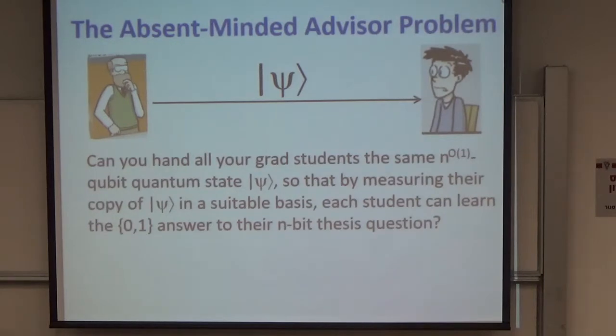Let me give you a much earlier result that I'm going to build on for this shadow tomography theorem. This is something that I like to call the absent-minded advisor problem. Here's the situation. We have a PhD advisor who is both infinitely wise and infinitely benevolent, like most PhD advisors. But this advisor is also very absent-minded. Students come to him for advice, but he doesn't really remember what problem each student is working on.